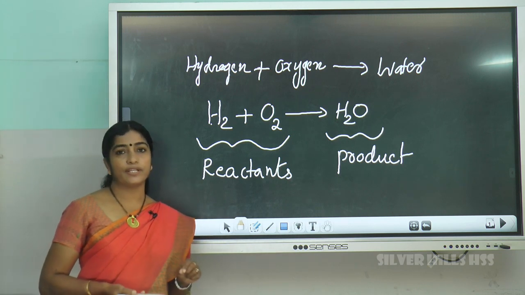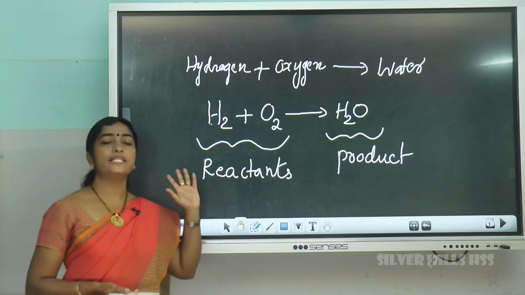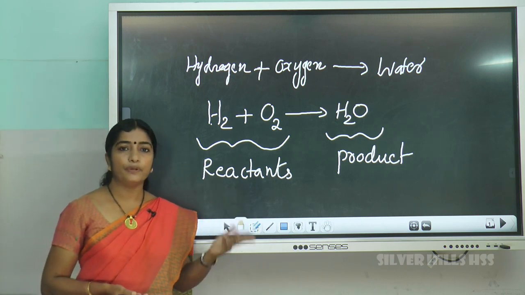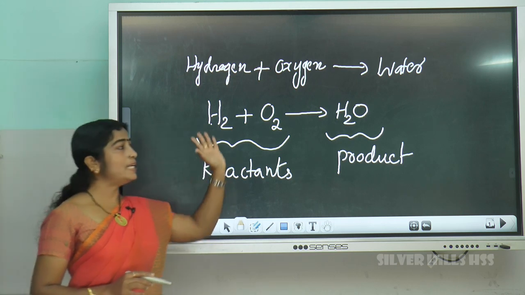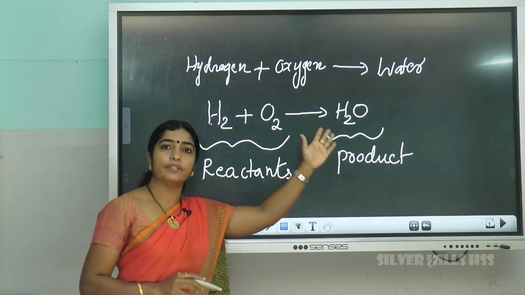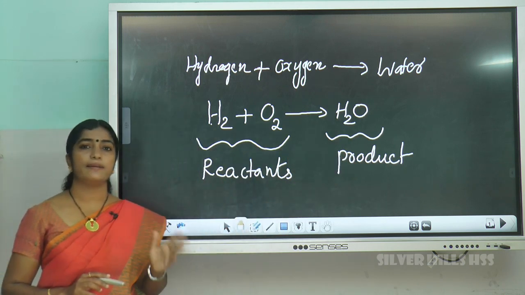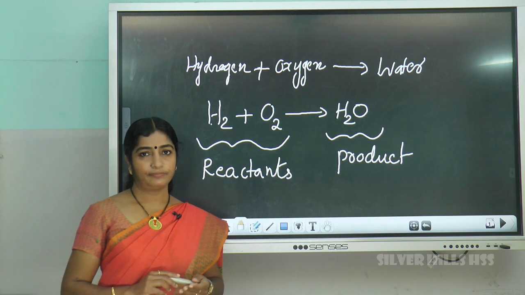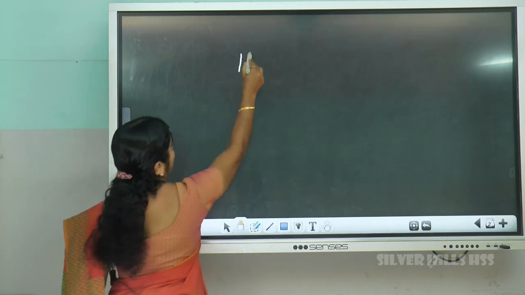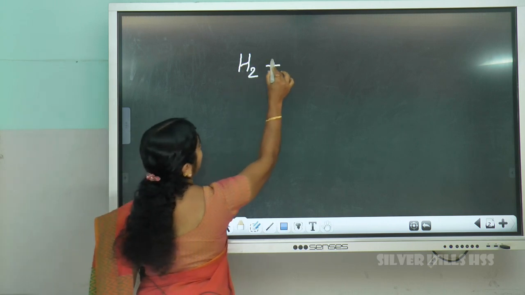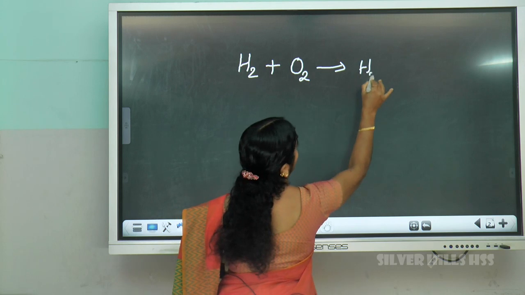Here is the importance of balancing a chemical equation. When a chemical equation is written, the number of atoms of each kind on the reactant side should be equal to the number of atoms on the product side. Then the equation is known as a balanced chemical equation. Let us try to balance the equation. Consider the equation: formation of water, H2 plus O2 gives H2O.